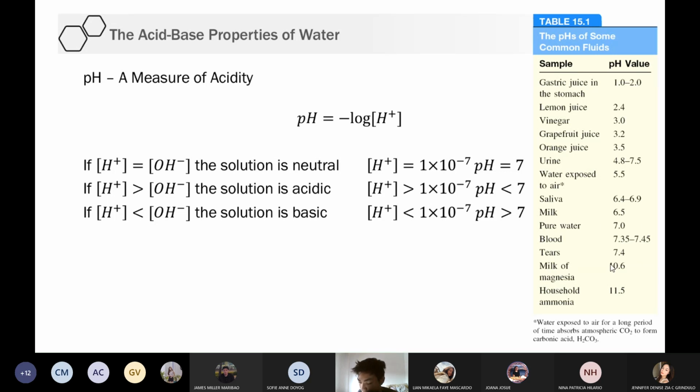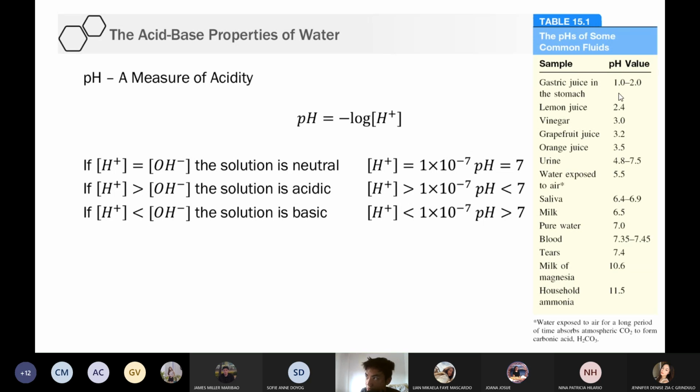Okay, and then ito yung ibang example ng mga basic compound. We have the tears. Ang tear ay medyo basic. No? So, ang blood, medyo basic din siya, slightly. We have the milk of magnesia. Yan ay magnesium hydroxide. And then the household ammonia, okay, which is 11.5. Okay? So, ano lang mapapansin natin dito?